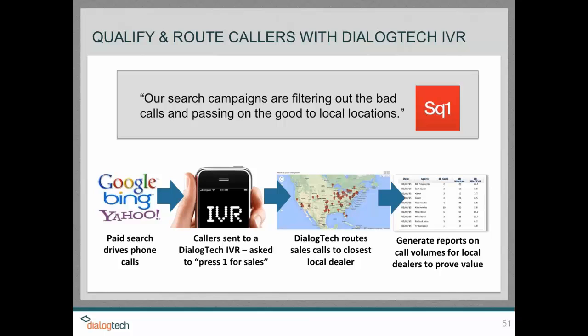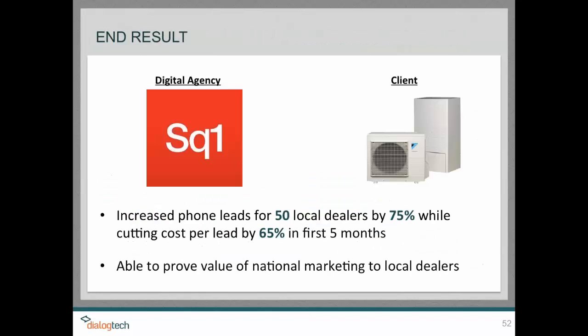And then they were also generating reports to prove exactly where each call went, so they can go to local dealers and show how the national spend of the HVAC company was impacting their business, was driving business to them. So at the end of the day, they were able to increase phone leads by 75% while cutting the cost of each lead by 65% in the first 5 months to these 50 local dealers. And the HVAC company was so happy that they expanded to roll this campaign out to 100 different dealers.